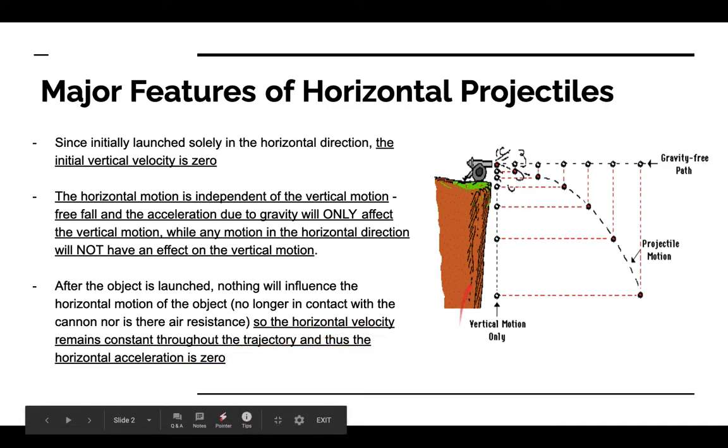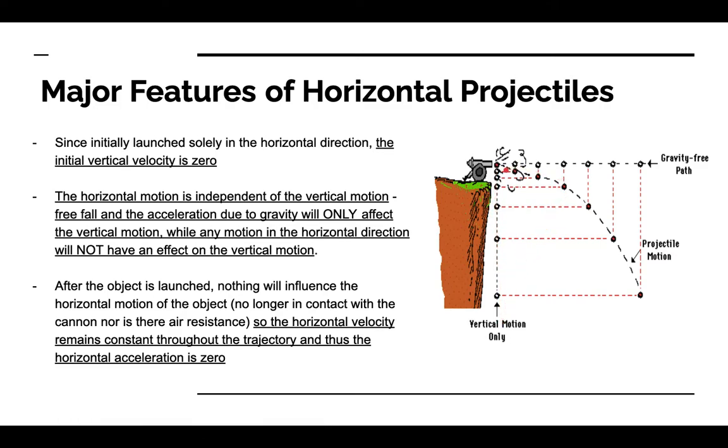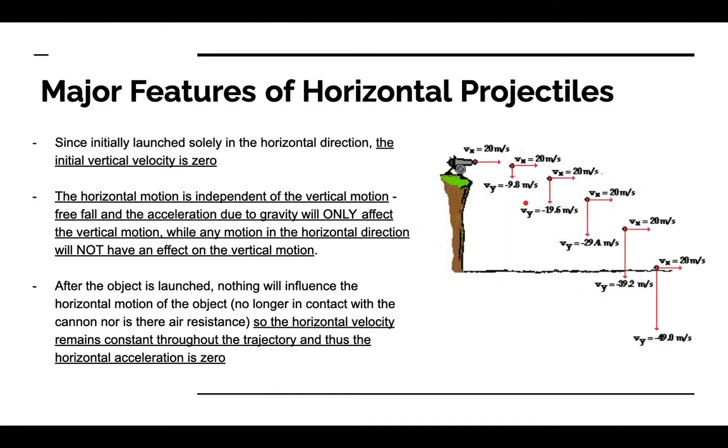Thus, we must always remember to distinguish between vertical motion and horizontal motion for a horizontal projectile. An illustration of this showing the major features is shown at right. If we launch a cannonball with an initial velocity of 20 meters per second in the horizontal direction, its horizontal velocity will always remain at 20 meters per second. There's no horizontal acceleration, nor does the vertical motion affect the horizontal direction. In the vertical direction, we do have an acceleration due to gravity since we're falling down, and this causes our object to speed up at 9.8 meters per second squared, like we can see happening right here.